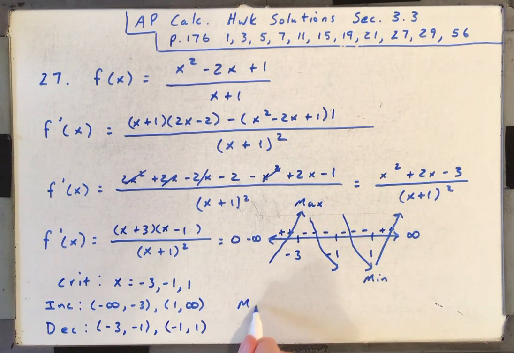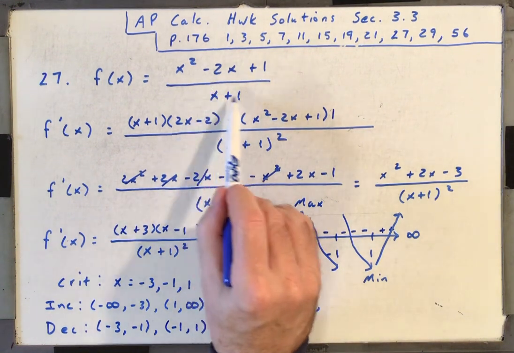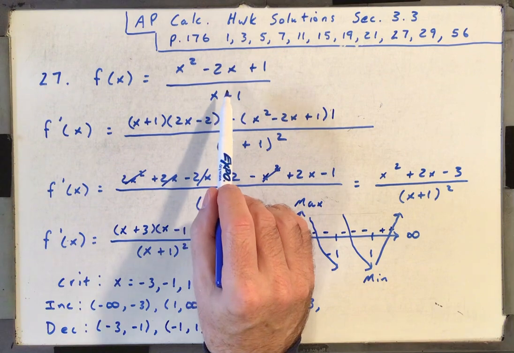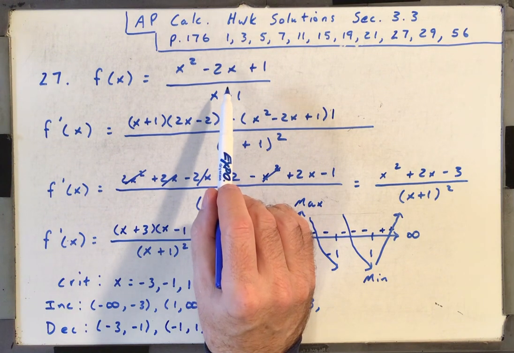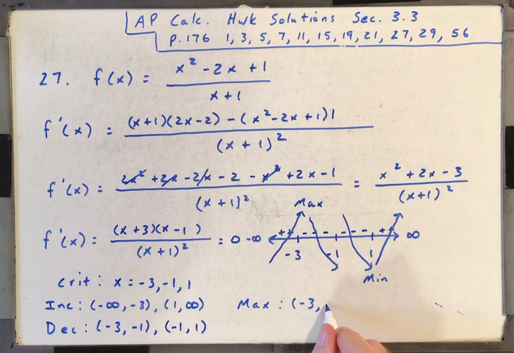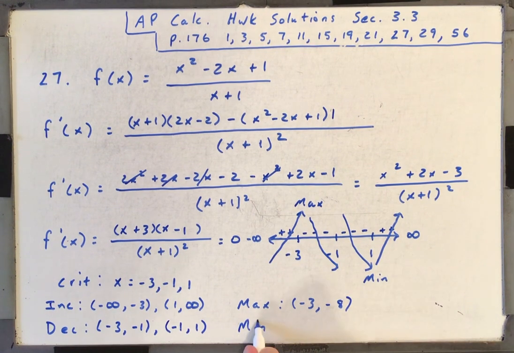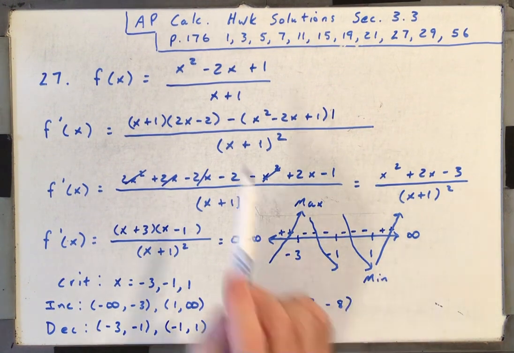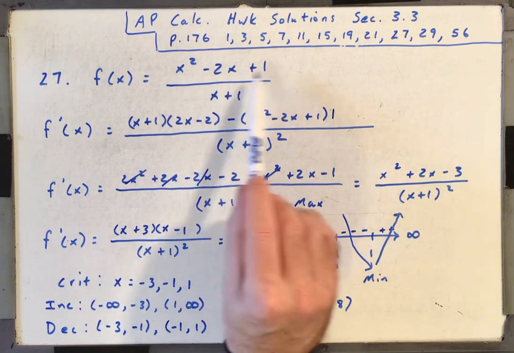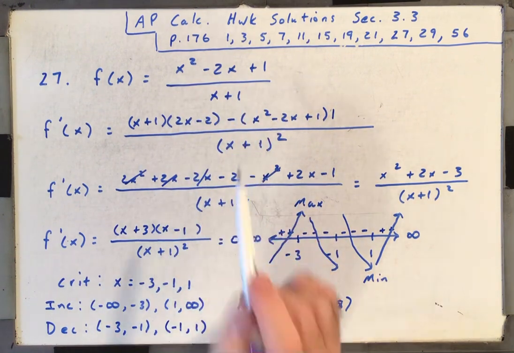We have a max at the point negative 3, and I have to plug negative 3 into this original equation up here. When you do that, it'll be negative 8. Just use your old calculator. I tend to try to do all this stuff in my head. And then we have a min at the point 1. 1's a little easier, right? 1 minus 2, negative 1 plus 1. It's going to be 0.